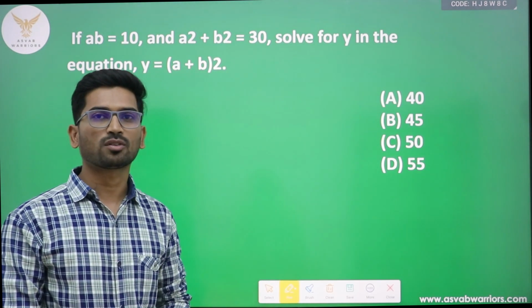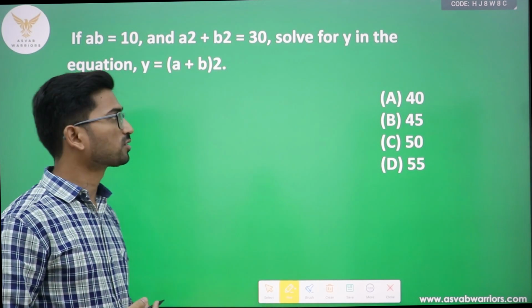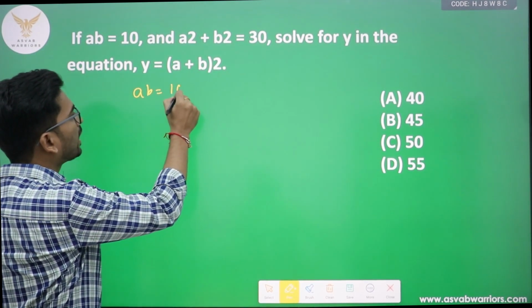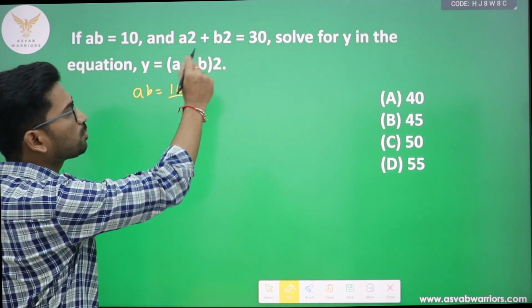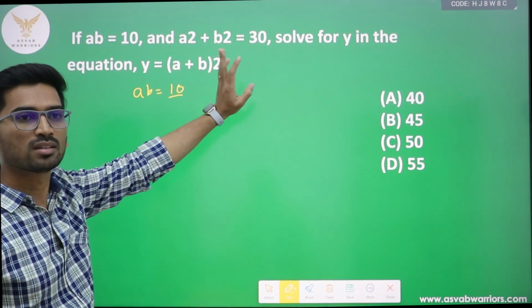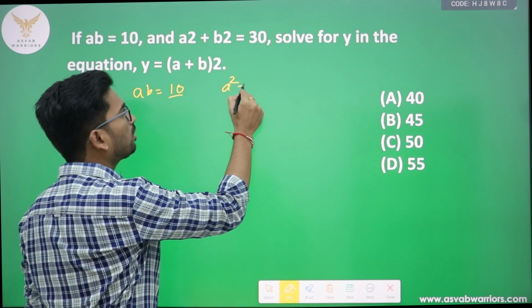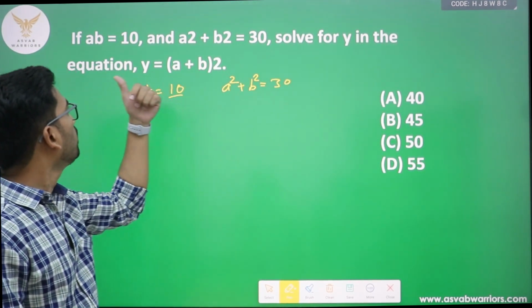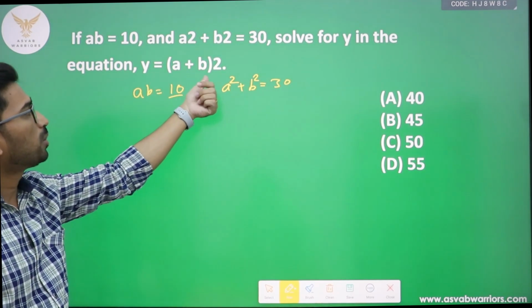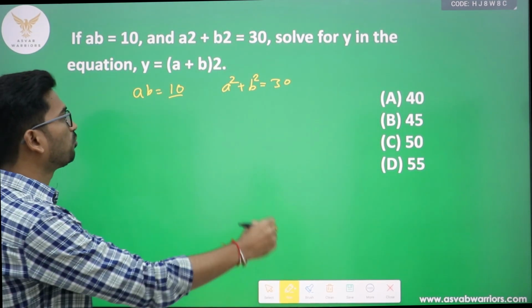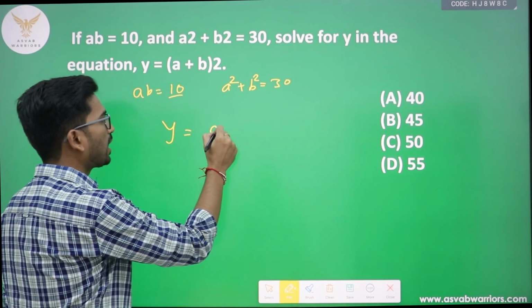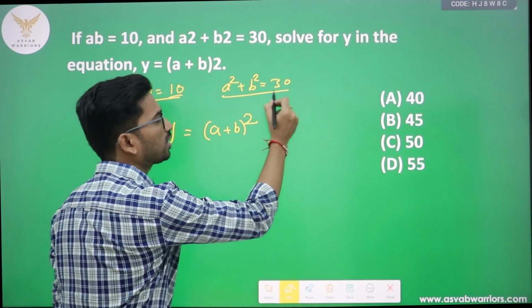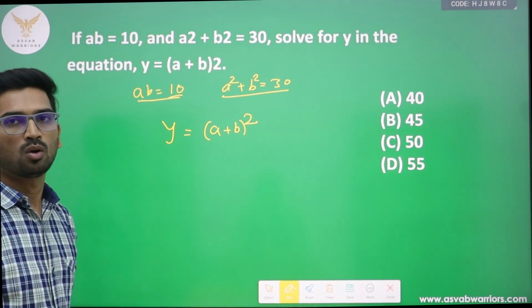So the next question is from, we can say, mathematics. It says A into B is 10 and A square plus B square is given as 30. Now solve for y in the equation y is equal to A plus B whole square. We have been given an equation which is y is equal to A plus B whole square and these two values are given. We need to solve it for y.